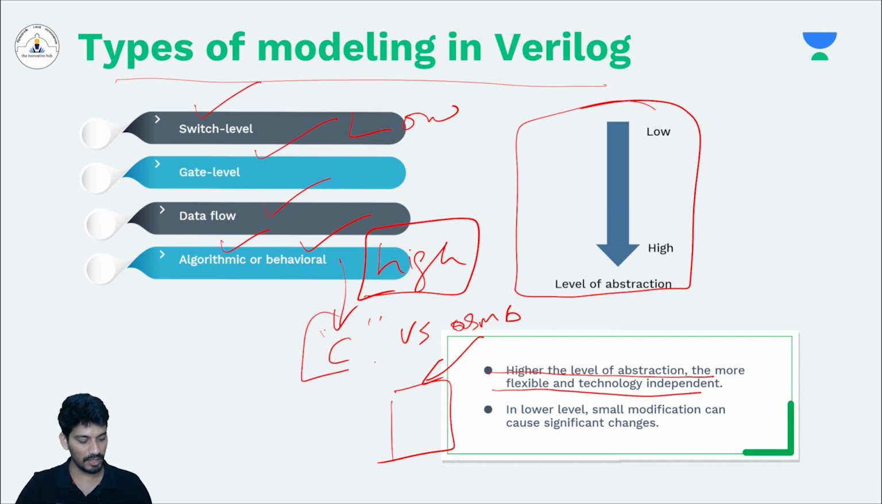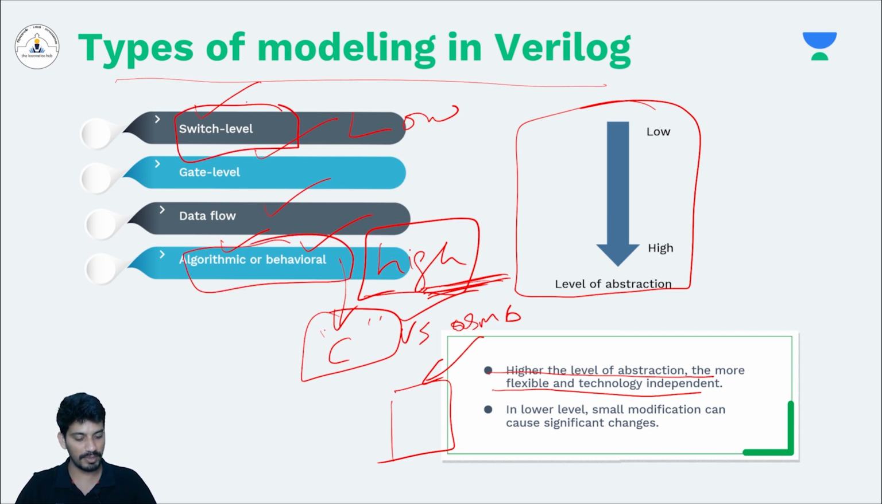But in the case of C, it is more of a generalized thing. The C language code that you have written in one system can be ported to any system. So that is the advantage of high level abstraction, where we call these high level languages. So behavioral is one of the high level abstractions that is available in Verilog.